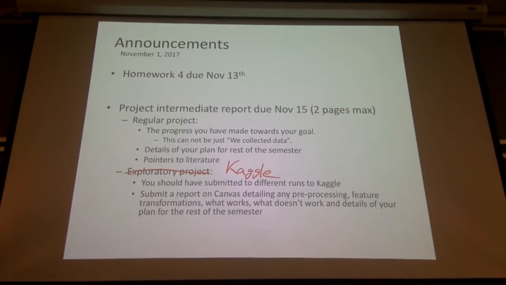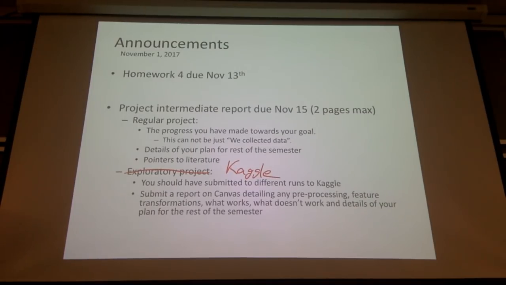You should have submitted two non-trivial runs to Kaggle. What I'll do when I'm grading that is I'll just check for the timestamp on the submissions and see what they are. One suggestion, just to make my life a little bit simpler while grading, is when you submit something on Kaggle, see if you can, I think it allows you to submit a comment on what algorithm was used. So please use that just to make it simpler.